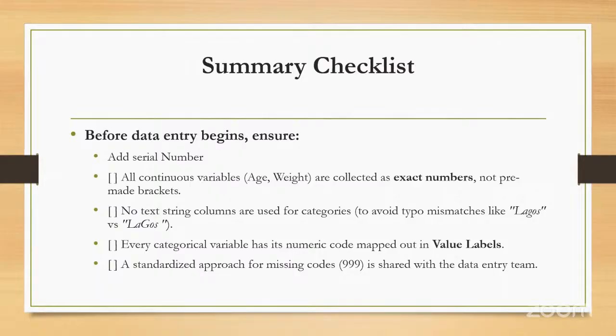Then, of course, all continuous variables, you can collect them as exact numbers, not dividing them into brackets. I mean, just a few days back, I had some questions from some group of people. They had collected age as age group as against collecting the raw data. So we always encourage collecting the raw numbers. You can always convert easily to categorical as against converting categorical to continuous.